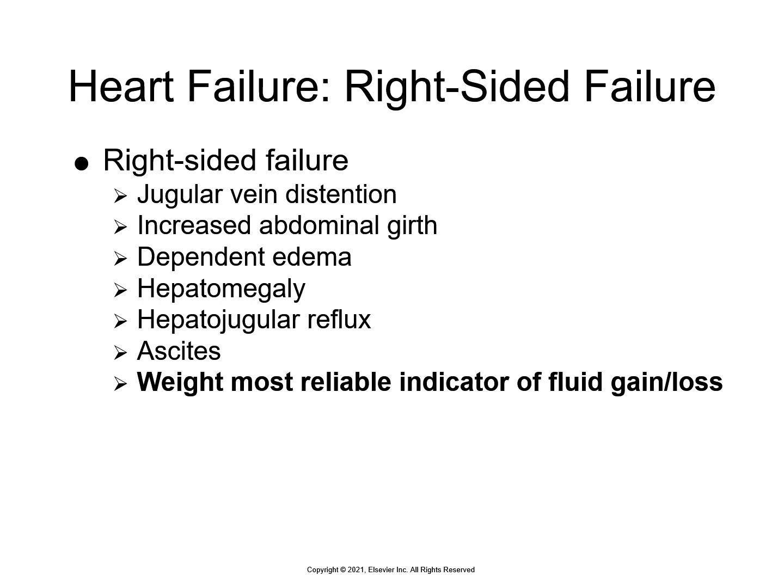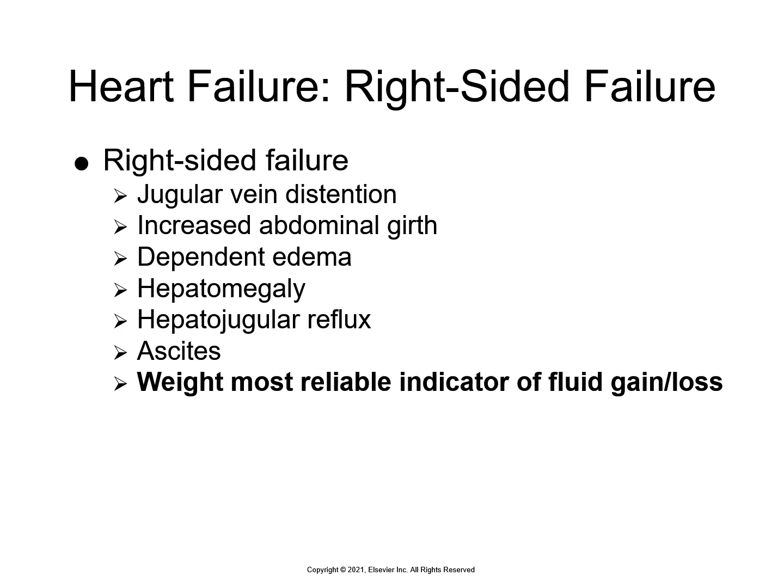On the right-sided failure, you're going to see jugular vein distension, increase in the abdominal girth from ascites, dependent edema when they're lying down, they may get edema in their back, or when they stand up, they get edema in their feet, hepatomegaly, their liver gets bigger, and they may have a hepatojugular reflux. Ascites, we already said, would be the abdominal girth, and the weight, you better know this, weight is the most reliable indicator of fluid gain or loss.